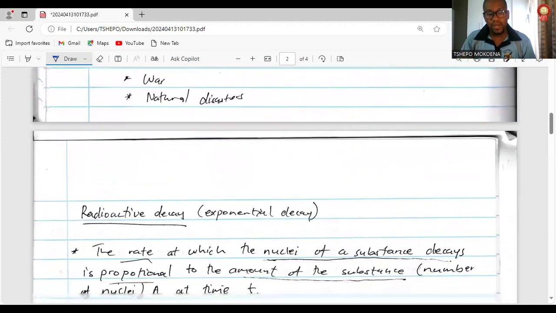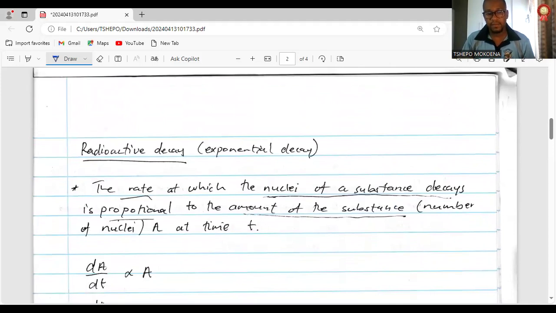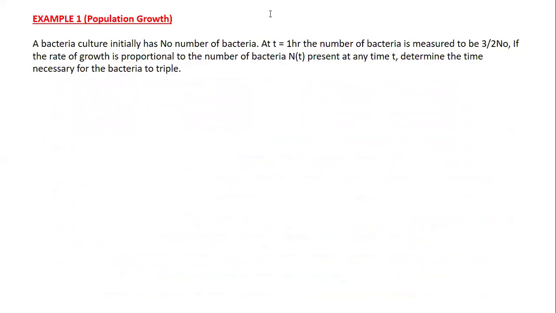And now here, I want us to talk about the radioactive. But before we talk about the radioactive, let's go to the question of population growth. All right, then, so now here's the question, example number 1, the application of population growth.